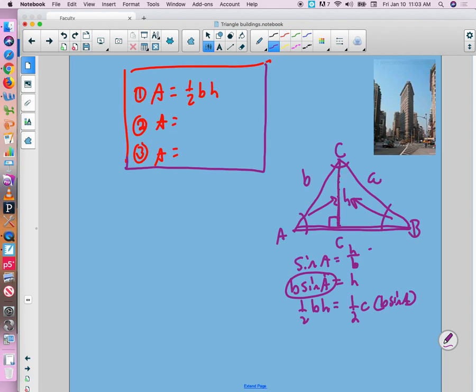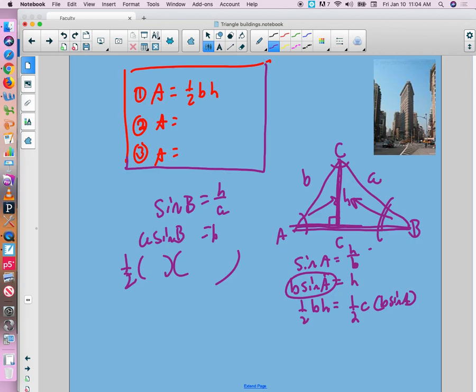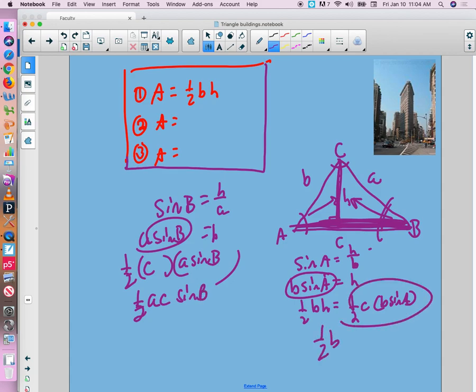All right, I could have also found the height here. I'm going to go sine of B is H over A. So this height is A sine B. So if I go 1/2 base times height, what's the base? C. And the height? A sine B. So this is 1/2 AC sine B. This one was 1/2 BC sine A. So it's like what Isabella said. You have 2 sides and the angle between them.